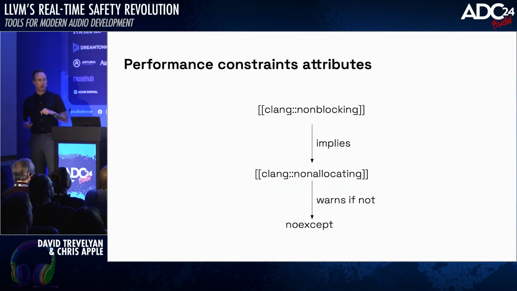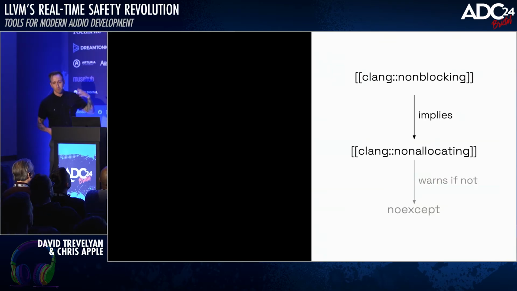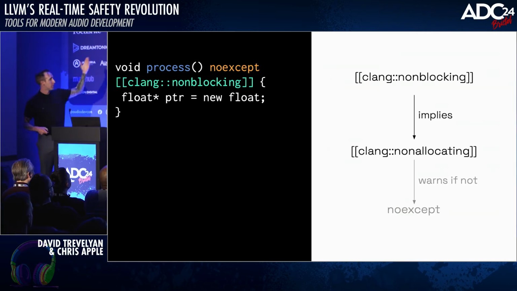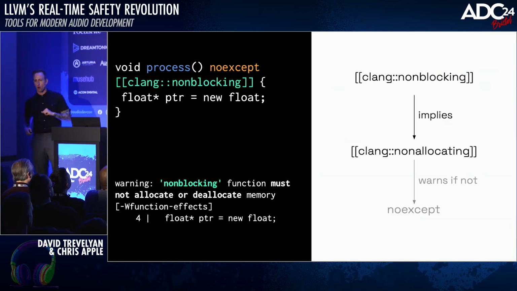of them will warn if the function is also not marked noexcept. Now, I think these are very logical rules, and let's get into examples as to why. Looking at the top part of this hierarchy, non-blocking implies non-allocating. What this means, of course, is if you mark your function as non-blocking and try to allocate memory in it, you get a warning just like before, saying a non-blocking function must not allocate or deallocate memory.